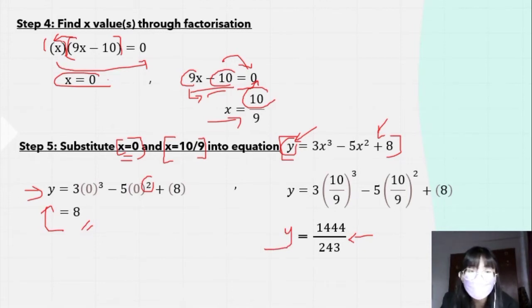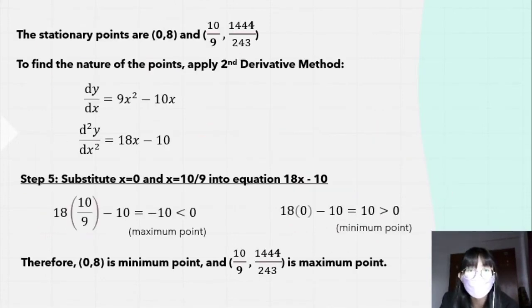Now that we have the values of x and y, we write them as our coordinates. So the stationary points are (0, 8) and (10 over 9, 1444 over 243). This is the x and y value, and this is also the x and y value.